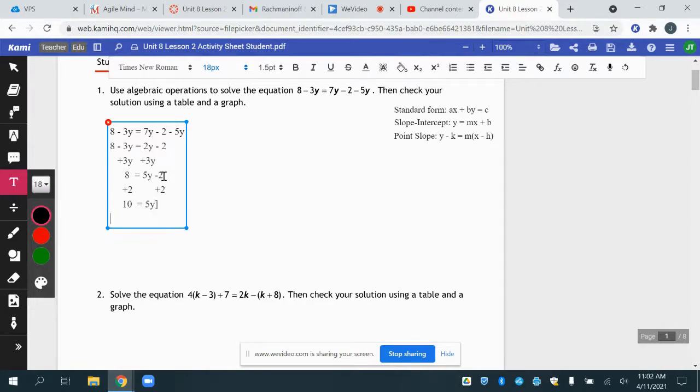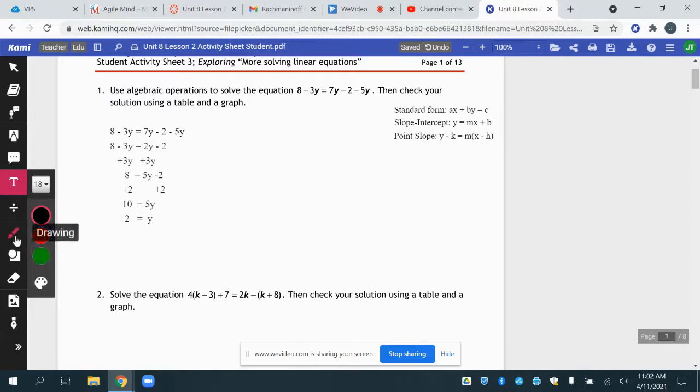Okay, and then I divide both sides by 5, where you just notice that 5 times 2 equals 10. But really, what we would say is we're dividing both sides by 5. Hey, I have an answer. Y is 5.